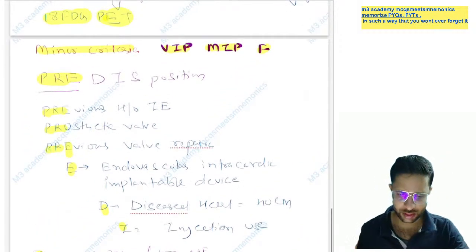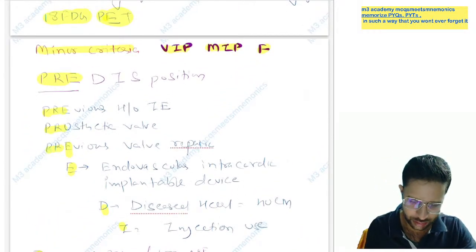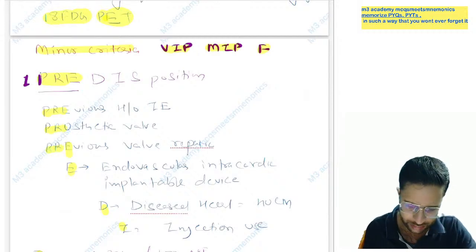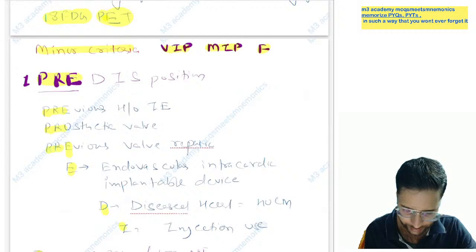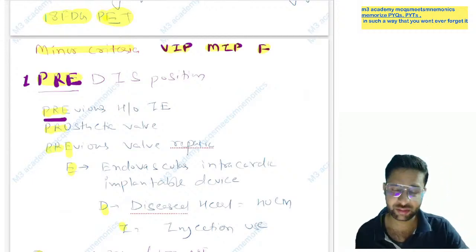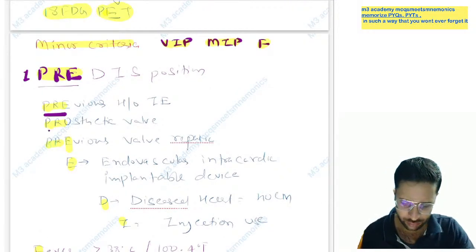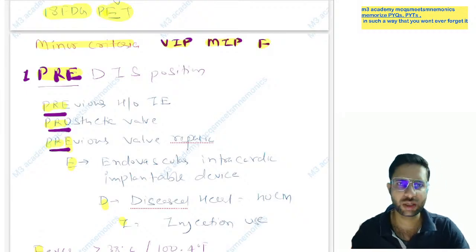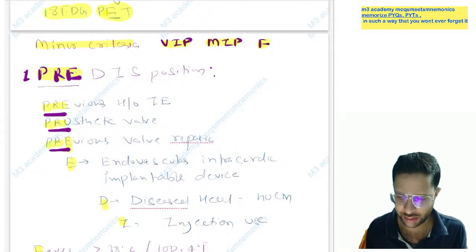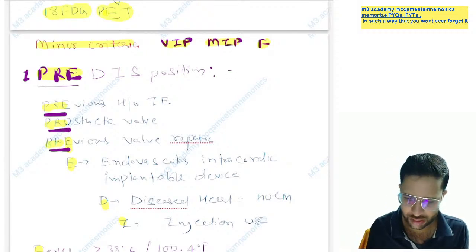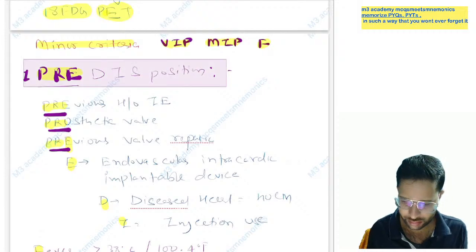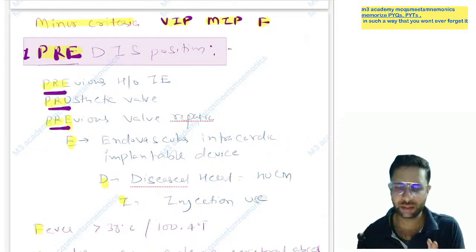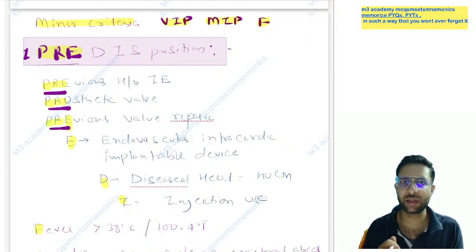And P for predisposing factors. First we are taking predisposing factors. Predisposing has P, R, and E in the spelling. So with PRE, you can read previous history of endocarditis, and previous valve rupture. PRO is for prosthetic valve. So in the predisposing factors, PRE means previous history of infective endocarditis and previous valve rupture, and PRO means prosthetic valve.